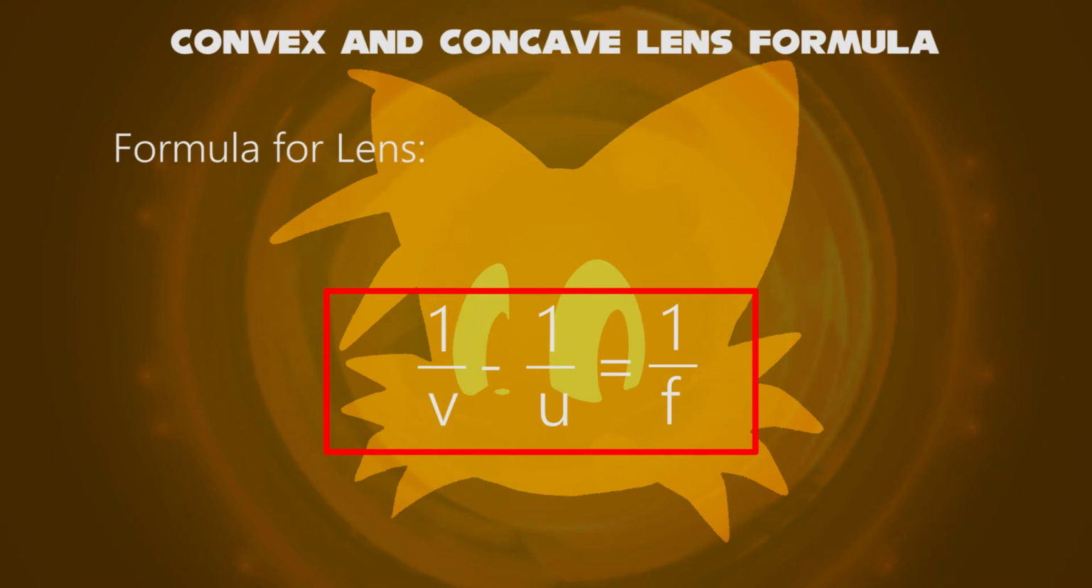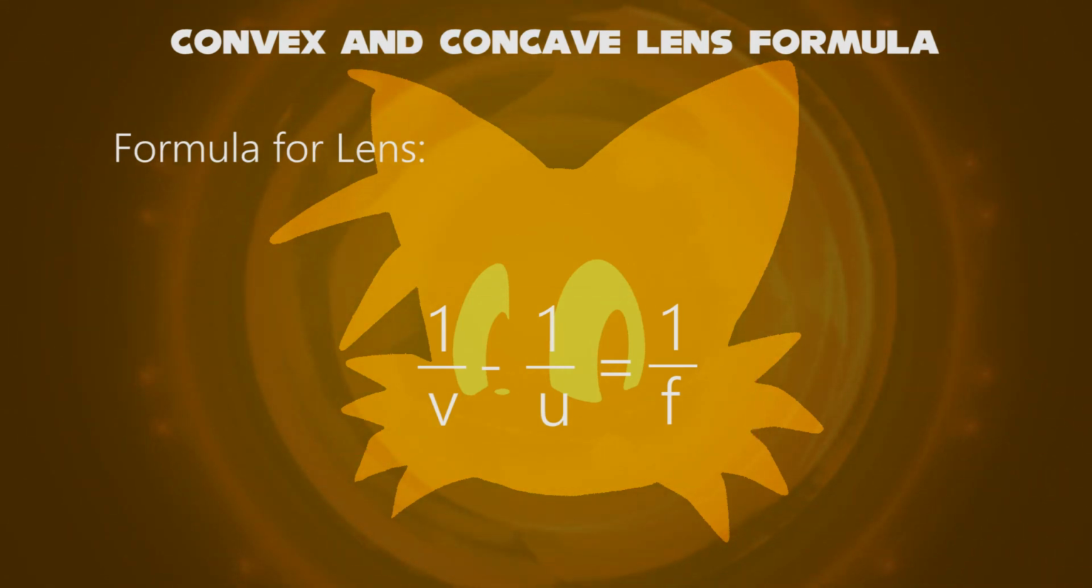The formula of lens is given by 1/v minus 1/u equals 1/f. Just keep in mind these signs. Plus sign belongs to the mirror formula, and negative sign belongs to the lens formula. You can find out the unknown value just like we did in an example for the mirror formula. So now we have learnt about convex and concave lens formula.